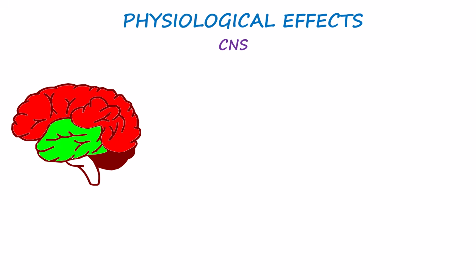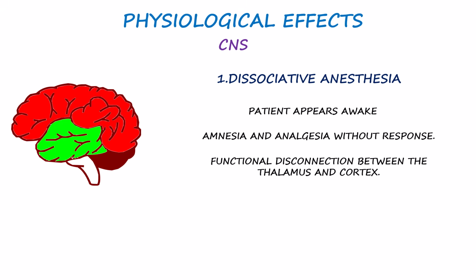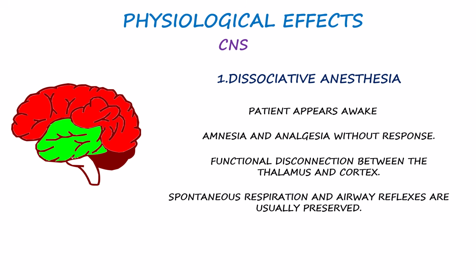Ketamine produces a unique state known as dissociative anesthesia. In this state, patients may appear awake with their eyes open, and may show slow, involuntary eye movements or random limb movements. However, they remain completely unaware, pain-free, and unresponsive to painful stimulation. This effect comes from a functional disconnection between the thalamocortical and limbic systems in the brain. Breathing and protective airway reflexes are usually maintained.